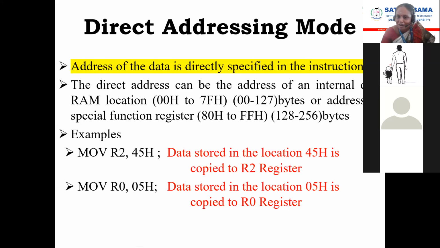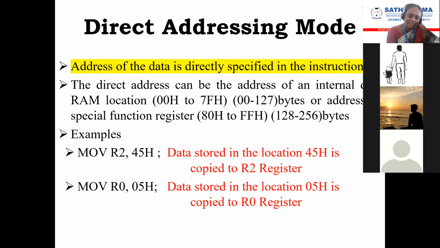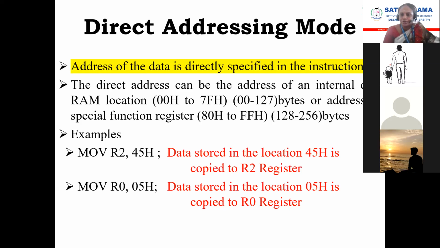00, what is the location of R0? 00. Then 01 stands for R1, 02 stands for R2, and so on: 00 for R0, R1, R2, R3, R4. So 01, 02, 03, 04, 05 means what is the location? R0, R1, R2, R3, R4. So 05 specifies which register? R4. Yeah, R4. So R4 content will be moved to R0.